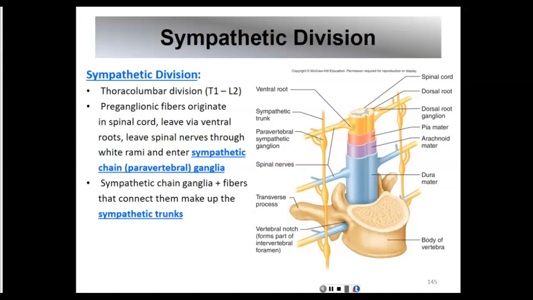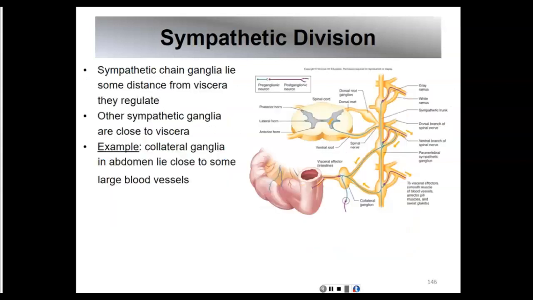The sympathetic division is going to be, think rib cage, in your thoracic area. This is where you have a sympathetic chain of ganglia, or it's kind of like a power strip on the side of the spinal cord. This is the sympathetic trunk. That's pretty much all you need to know about it. That chain is going to be near the organs it controls. That's all you need to know.